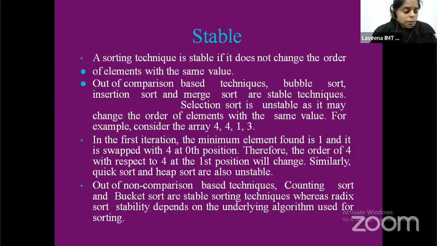Stable describes the relative order of any two equal elements: the sorting is stable if the technique does not change the order of elements with the same value. For example, out of comparison based techniques, bubble sort, insertion sort, and merge sort are stable techniques. These three techniques are stable. Selection sort, for example, is unstable as it may change the order of elements with the same value.